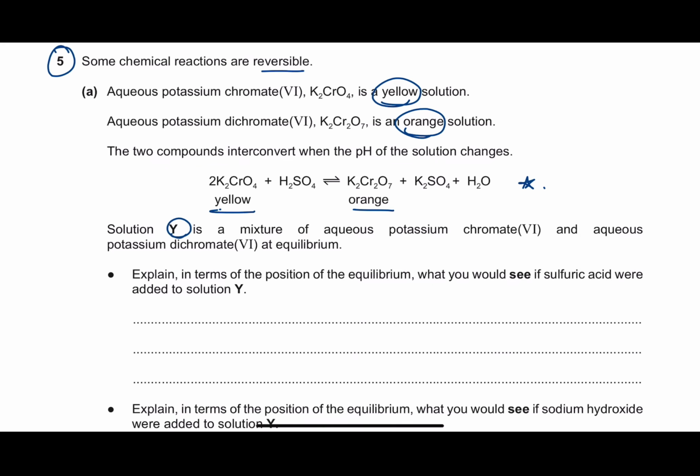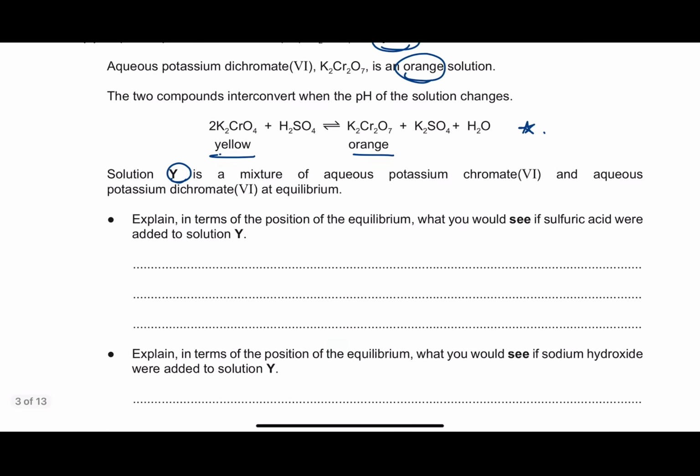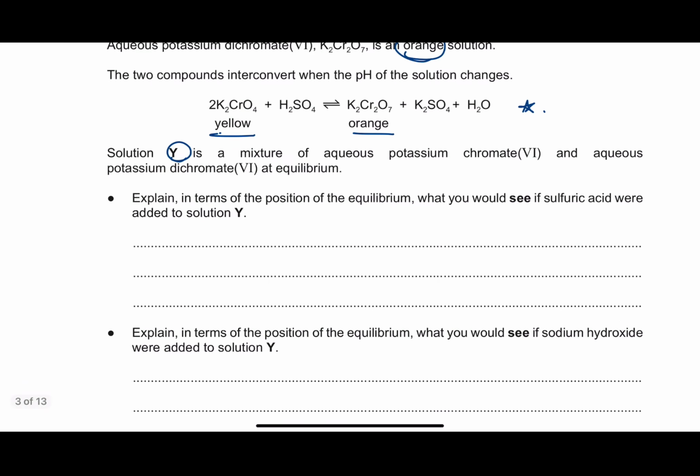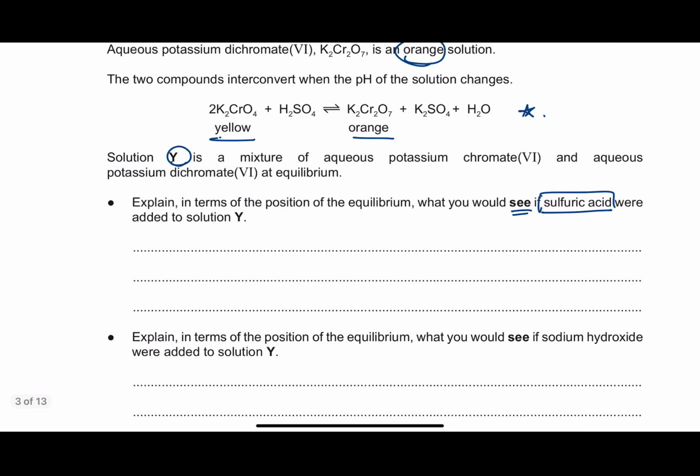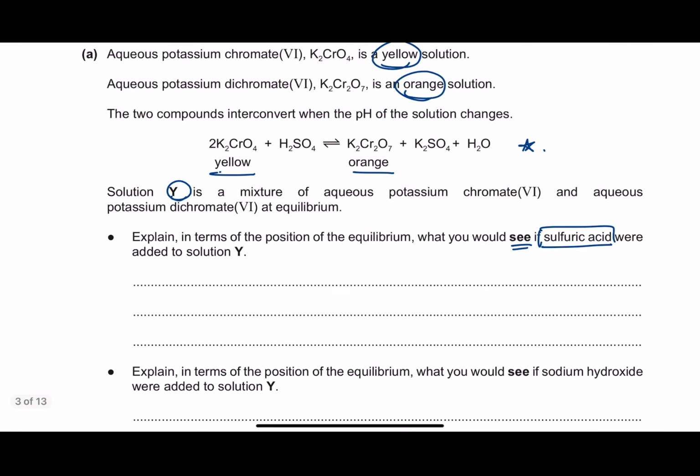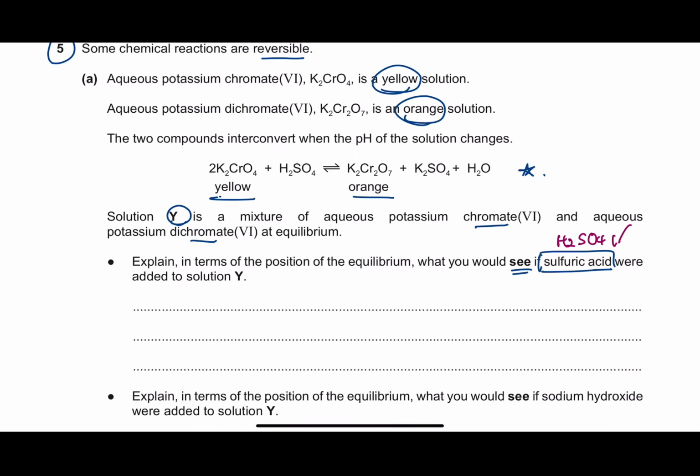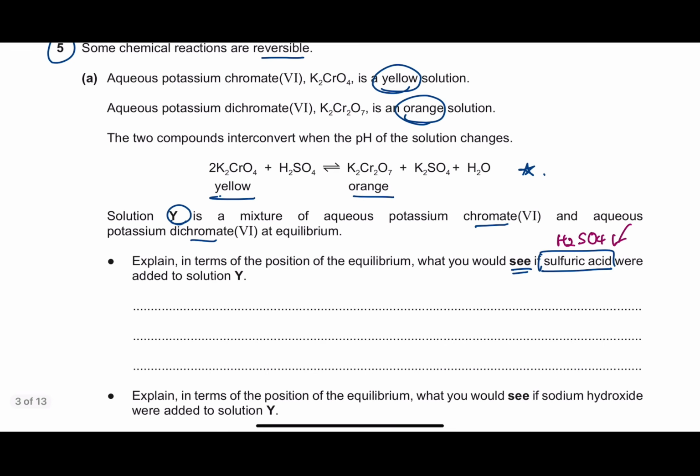Says that solution Y is a mixture of aqueous potassium chromate and aqueous potassium dichromate at equilibrium. The first part is asking you to explain the position of the equilibrium, what you would see if sulfuric acid were added to solution Y. Now solution Y is this solution of chromate and dichromate. So sulfuric acid, now sulfuric acid is H2SO4. So this means that you are adding an acid solution into your mixture.